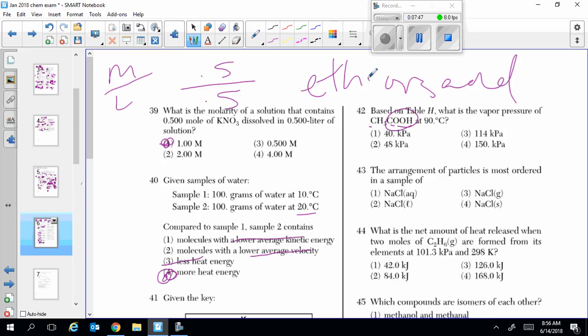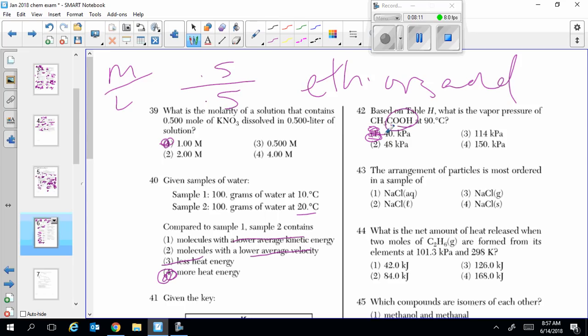And so I go to 90 degrees. So I notice that the bottoms are read in increments of 5. So that's 75, 80, 85, 90. So I go to the 90, and I go up until I hit ethanoic acid. It hits right at this line, and over here, these are increments of 10. So 10, 20, 30, 40. So it would be 40 kilopascals.